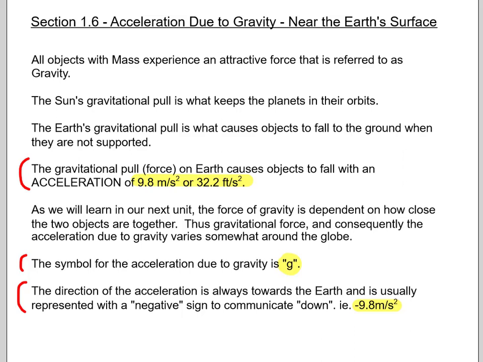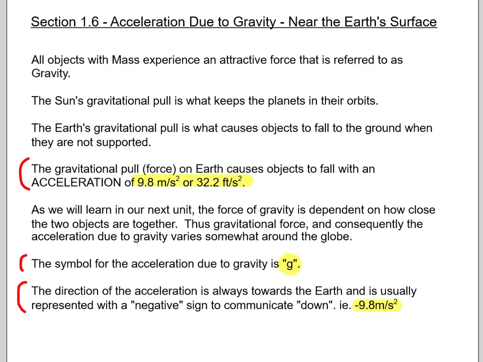Welcome back. This is our last section for this unit, and we'll be looking at acceleration due to gravity near Earth's surface. This is a pretty large topic, so this will just be our intro to the concept, and we'll pick it up in future lessons, both in this course and in grade 12.